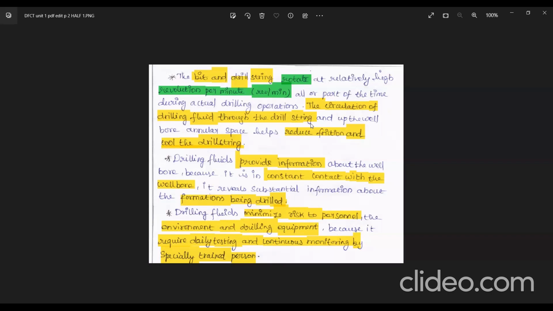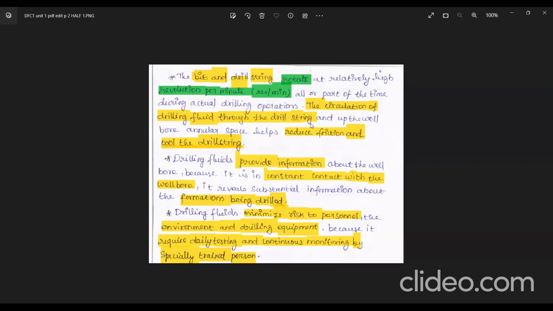Drilling fluids provide more information about the wellbore because it's a representative sample of the geology. That means whatever raw cuttings come to the surface, you can study the subsurface with the help of the cuttings. So drilling fluid is able to collect the raw cuttings. The raw cuttings are nothing but a representative sample of the population.